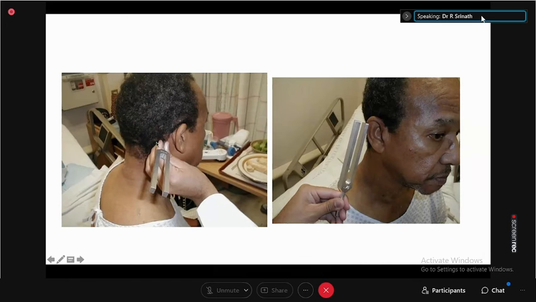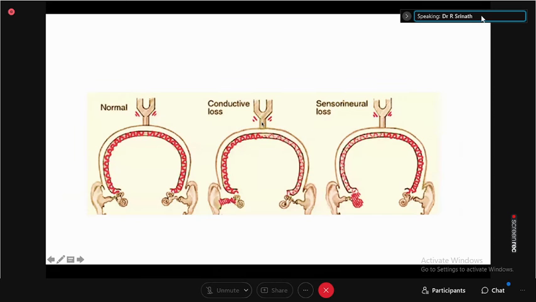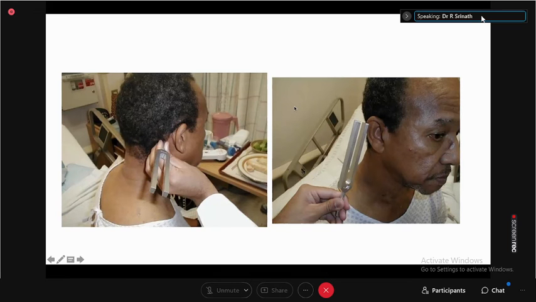Rinne's and Weber's test. In the Rinne's test, please remember 512 Hz is the tuning fork which is used for testing Rinne's and Weber's, and 128 Hertz is used for testing vibration. Initially, the individual is shown the sound of the tuning fork. Afterwards, he's asked to tell whenever the vibration stops, whenever his hearing has stopped, he has to say now or yes. Then the tuning fork is hit, the 512 tuning fork.